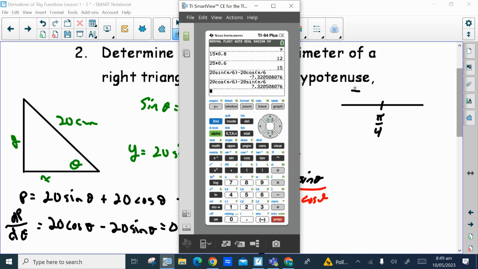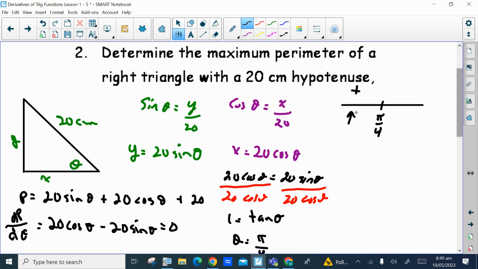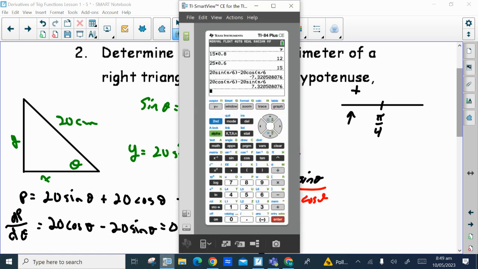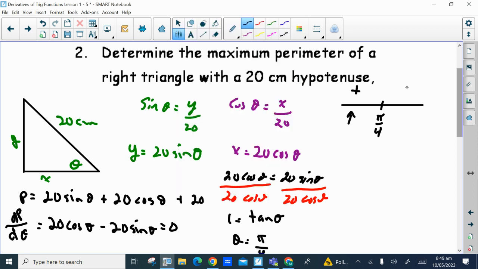So that is a positive decimal, which tells us that the graph for perimeter will be increasing in that interval between 0 and pi on 4. Then for the interval between pi on 4 and pi on 2, we can use pi on 3 there. So I can just go back and grab that same equation and change the pi on 6 to pi on 3. And we do get a negative value for that, which means the function's decreasing there. So that confirms that there is a maximum at theta equals pi on 4.